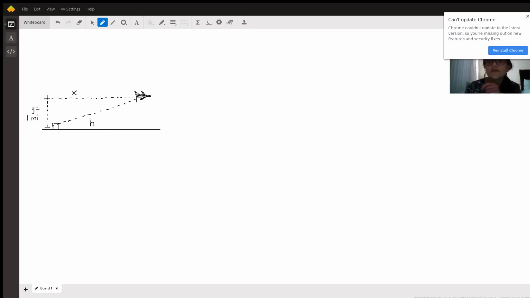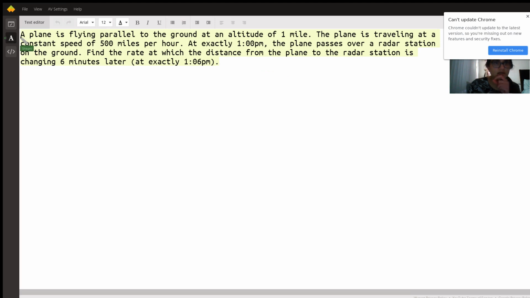And it looks like it involves related rates. So let's start by taking a look at the question. A plane is flying parallel to the ground at an altitude of 1 mile. The plane is traveling at a constant speed of 500 miles per hour, and at 1 o'clock p.m., the plane passes over a radar station on the ground. Find the rate at which the distance from the plane to the radar station is changing exactly 6 minutes later, which is at exactly 1:06 p.m.